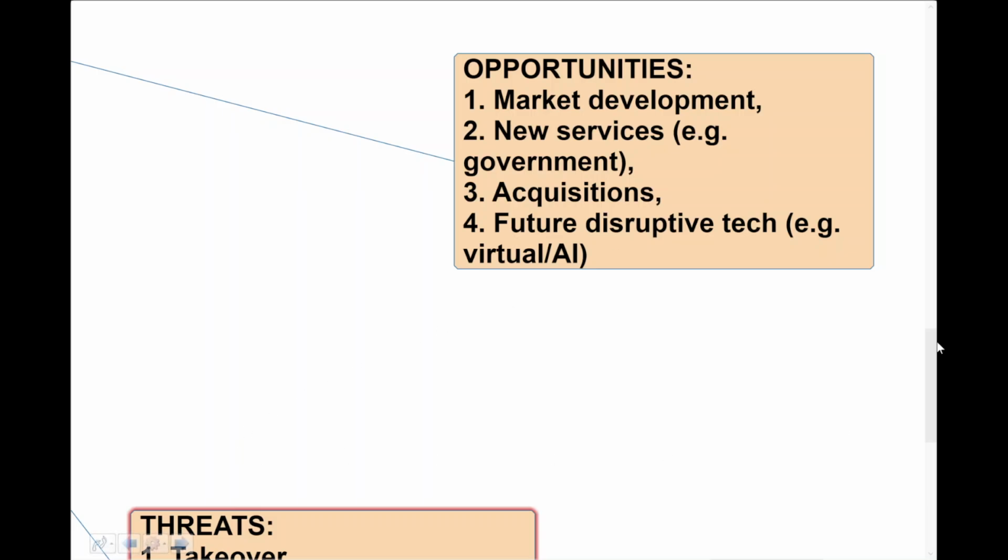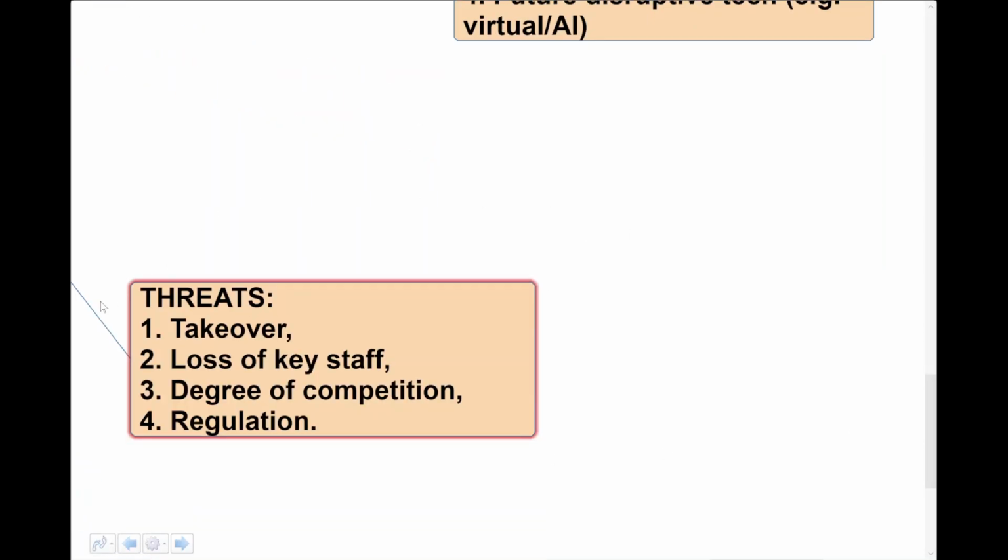Okay? In terms of the threats, I'll just move the page down. It's a little bit easier. Clearly, number one is the takeover. They're small. This is a competitive marketplace.